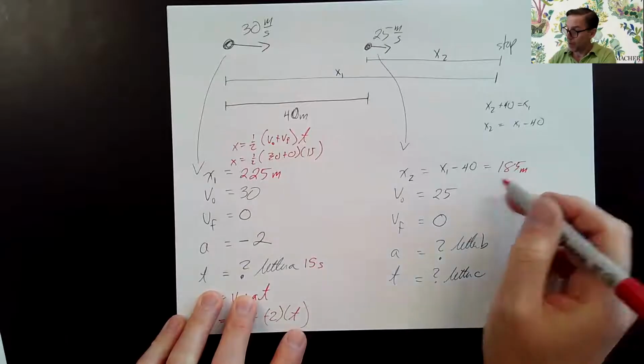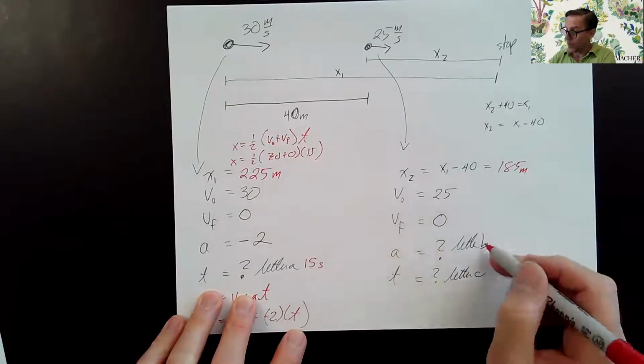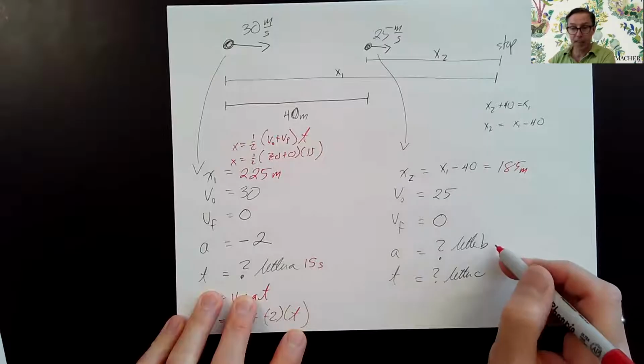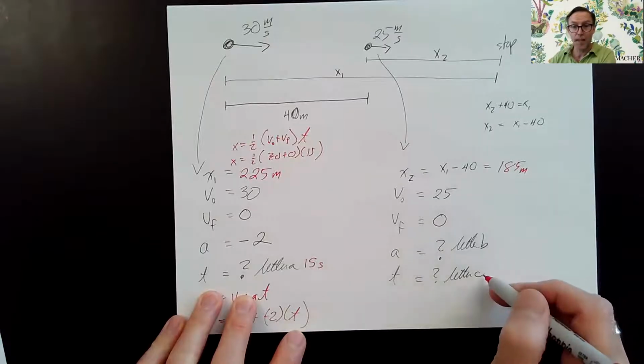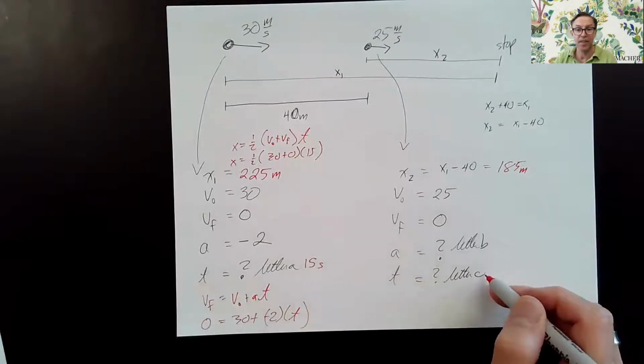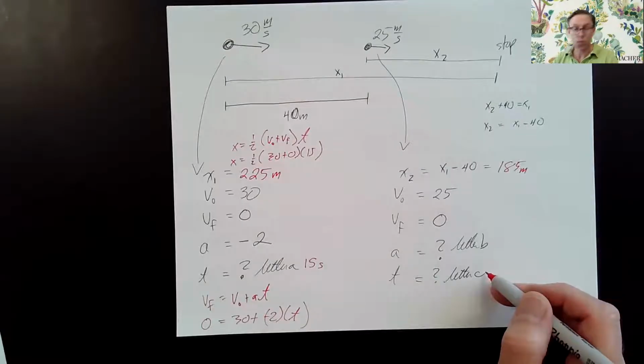And now I have this number, this number, this number. I use one kinematic equation to find this, and that's the answer to B. One kinematic equation to find this, that's letter C. I'll do just one of them for you.